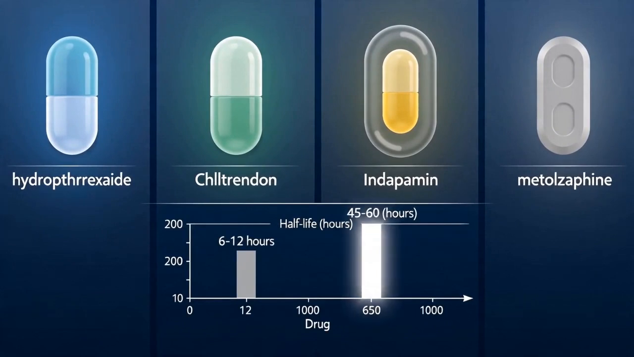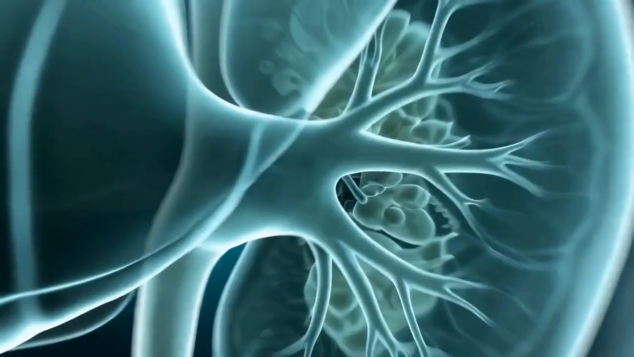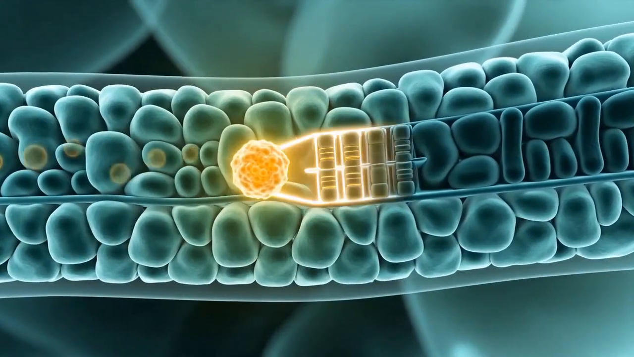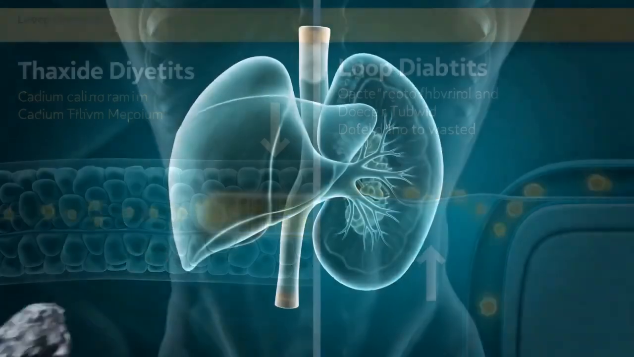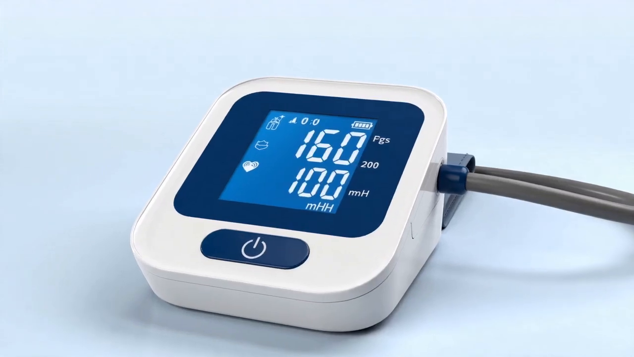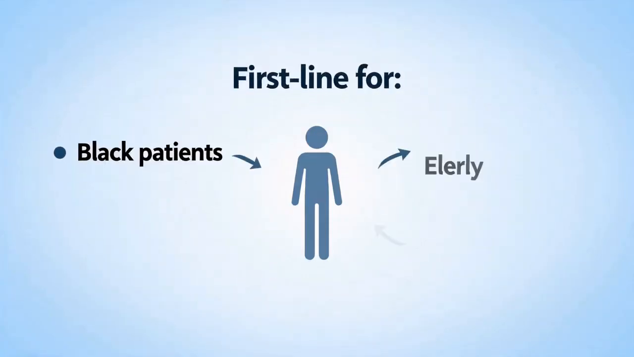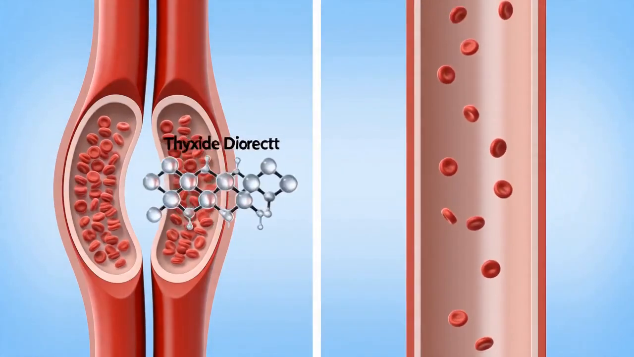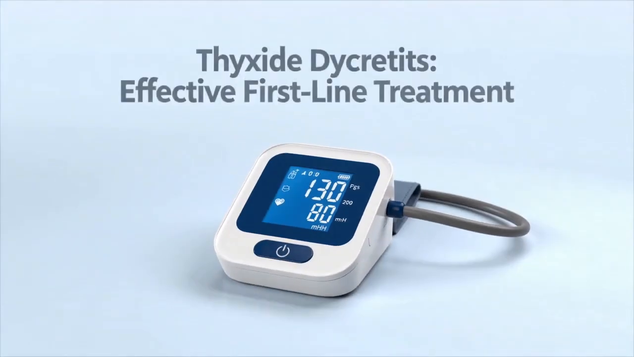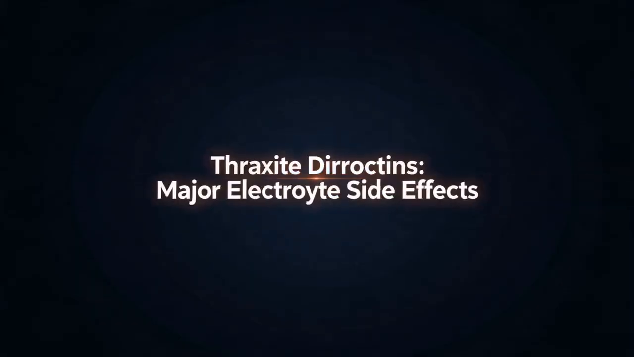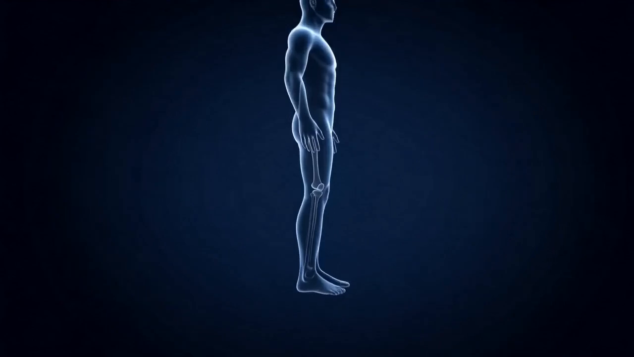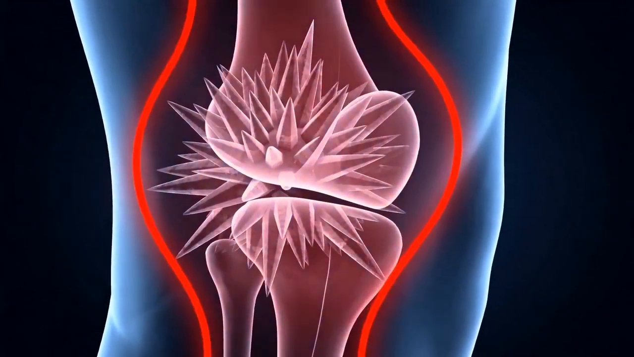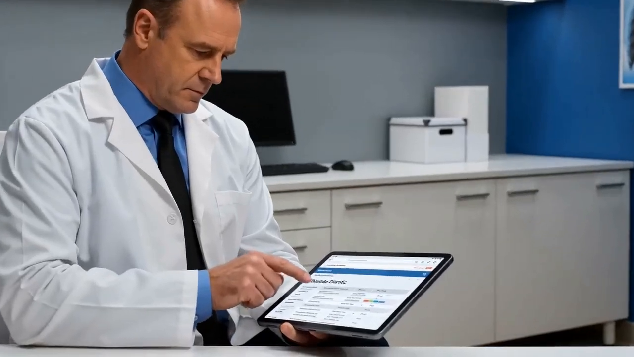Now let's cover the side effects, and there are several important ones to know, especially for exams and clinical practice. The most common electrolyte problem with thiazides is hypokalemia, low potassium. When more sodium reaches the collecting duct because thiazides block reabsorption in the DCT, more sodium-potassium exchange occurs, wasting potassium. This can cause muscle weakness, fatigue, and dangerous cardiac arrhythmias.